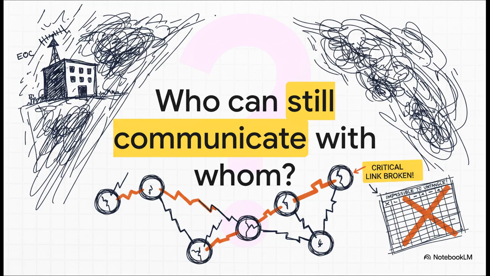So, imagine a severe storm just hit. The Emergency Operations Center, the EOC, is scrambling. They need to answer one incredibly urgent question. Who can still communicate with whom?